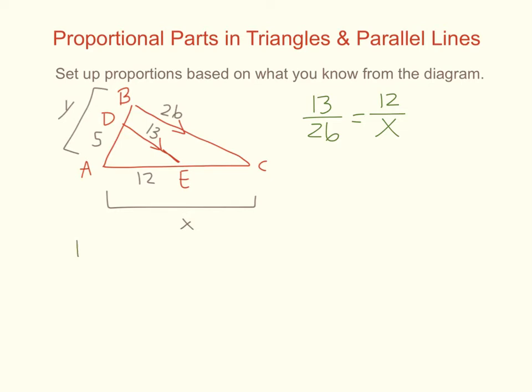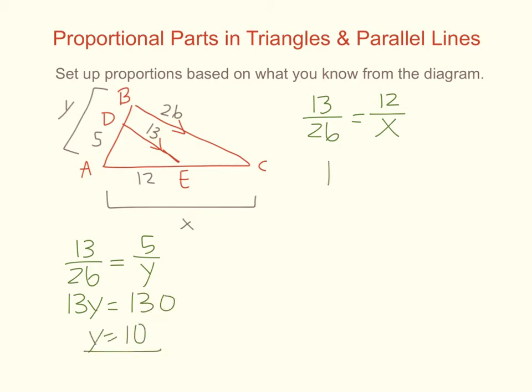The other proportion we can do is still going to be 13 over 26, but this time we're going to use the other side. So 13 to 26 as 5 is to y. So now let's go ahead and solve for x and y. So 13y is equal to 5 times 26, 130. So y has to equal 10. Again, over here we have 13x is equal to 12 times 26, which is 312, or x is equal to 24.